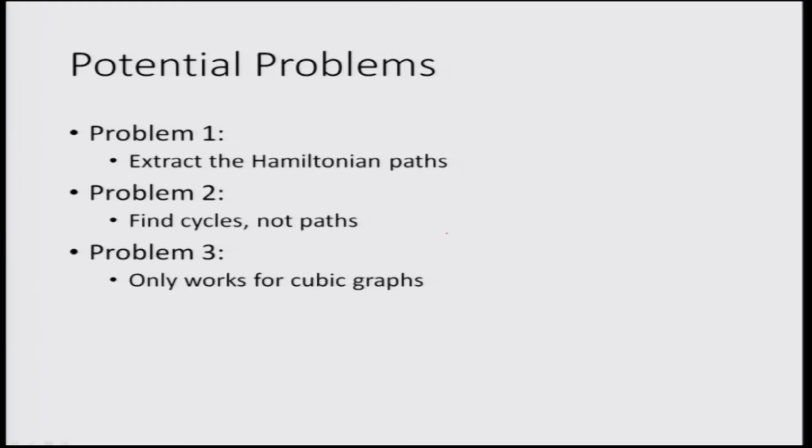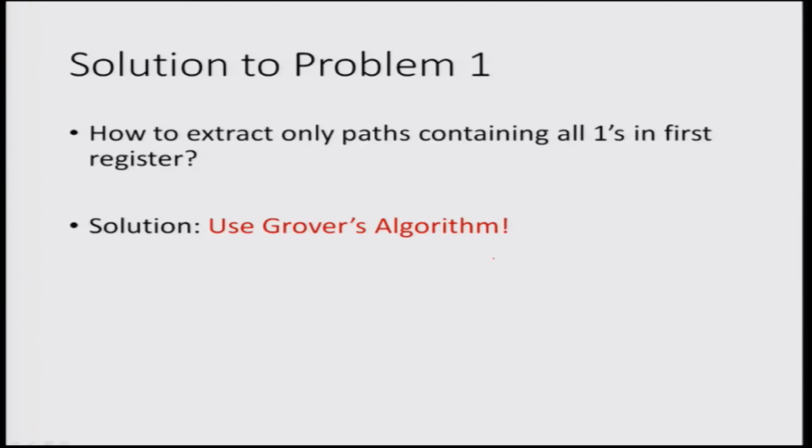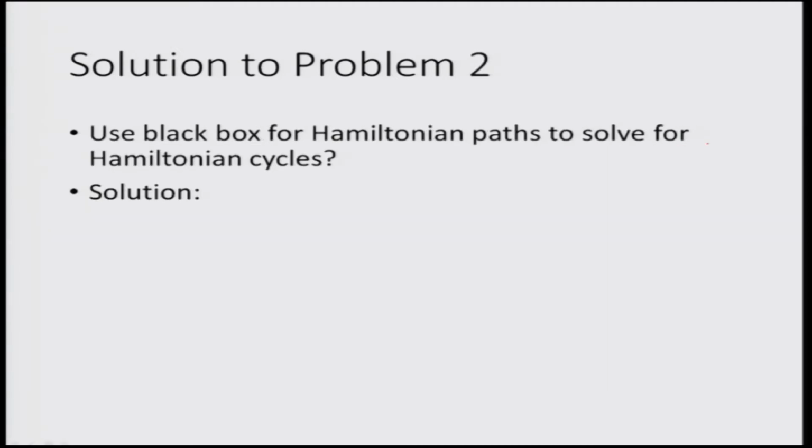Now, the potential problem in these cases is extracting the Hamiltonian path, and the second problem would be finding the cycles, but not the path. And the actual fact of this kind of graph theoretical approach is that it only works for cubic graphs. So, in terms of solution to the first problem of extracting the Hamiltonian path, only the paths containing all ones in the first register are the question. In that case we can use Grover's algorithm. So, for the first part, where we are going to focus only on the ones in the first register, we can utilize Grover's algorithm.